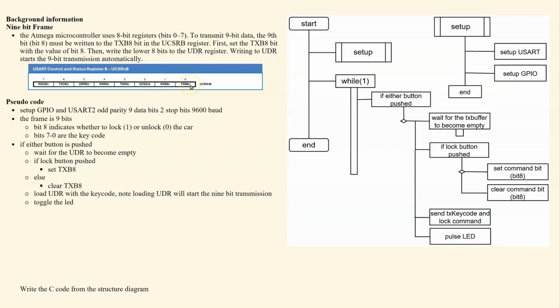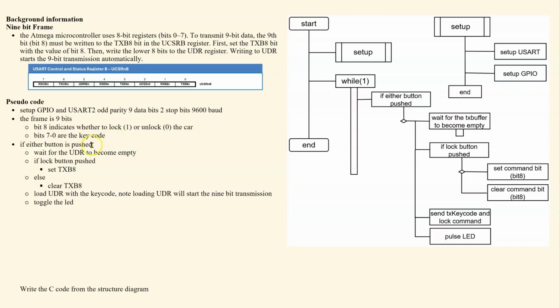TXB8 2. So the pseudocode, we set up the GPIO and the USART for odd parity, 9 data bits, 2 stop bits, 9600 baud. The frame is 9 bits. Bit 8 indicates whether to lock, a 1, or unlock, 0 the car. Bits 7 to 0 are the key code.